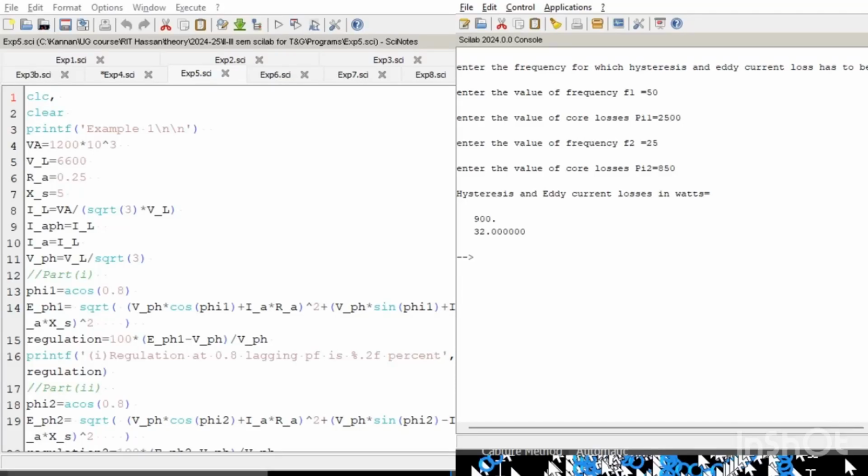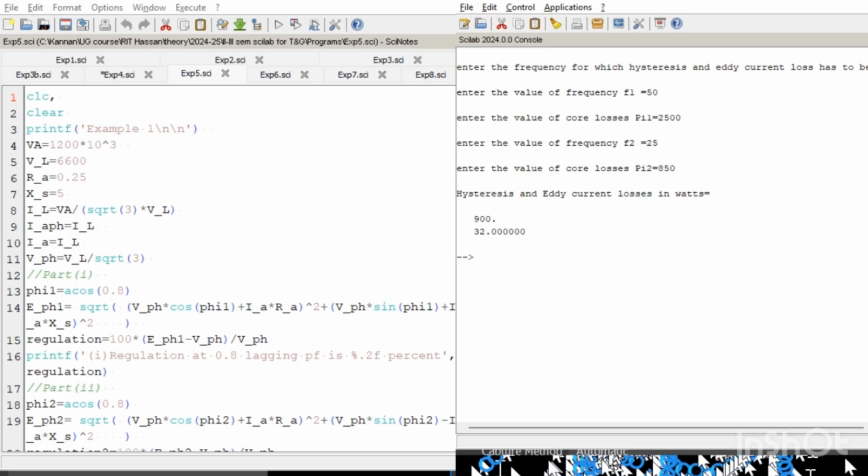Welcome all. In this video we are going to see experiment number 5, that is the voltage regulation of an alternator by EMF and MMF method. In this experiment we have to determine the voltage regulation of an alternator in two methods. The voltage regulation of a three-phase alternator may be predetermined by conducting the open circuit and short circuit test.